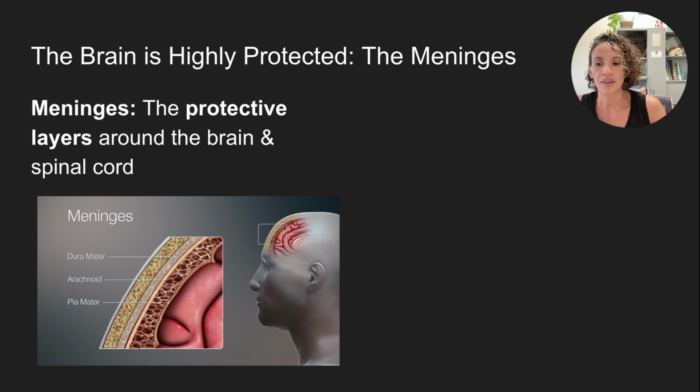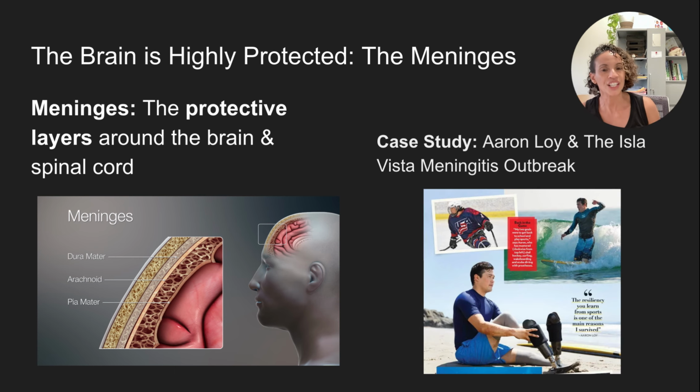And lastly, we have the pia mater, which is the one that is closest to your brain and surrounds all of the gyri and sulci, tightly adhering to your brain, and as such is highly vascularized, so lots of blood vessels there.